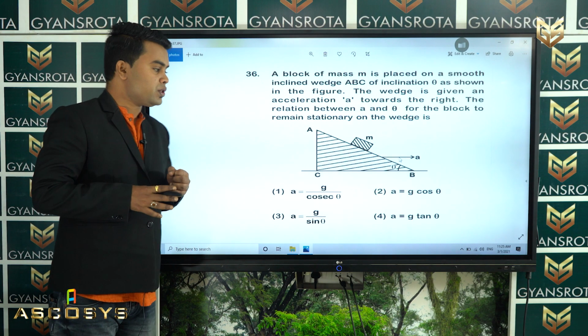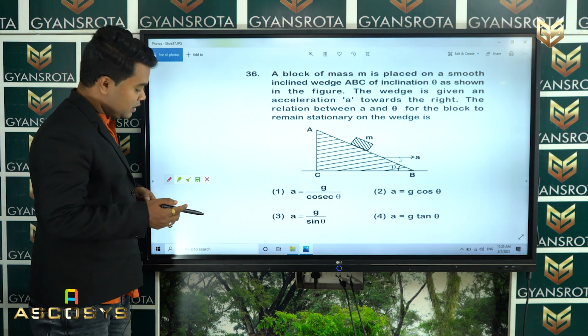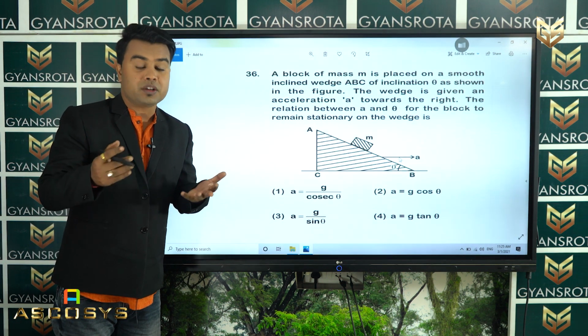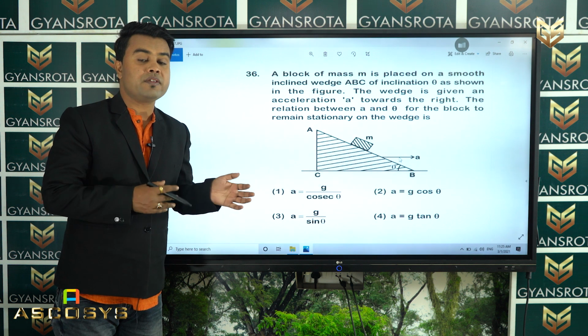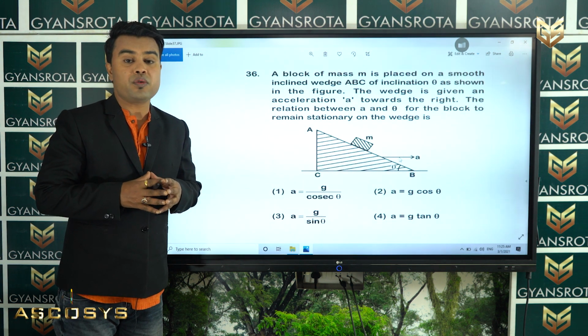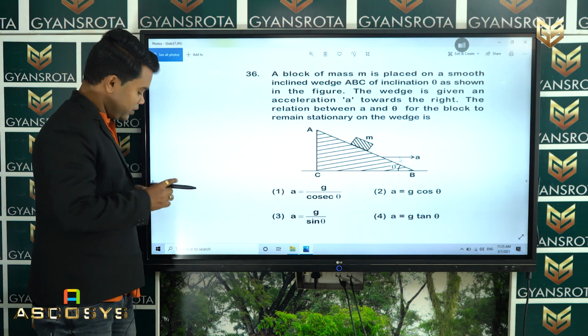Okay. This question is from the chapter laws of motion, where you will be using the component of forces. If you remember non-inertial frame, where pseudo force is applied, with the help of that also we can find it out. Let us see how to solve this one first.